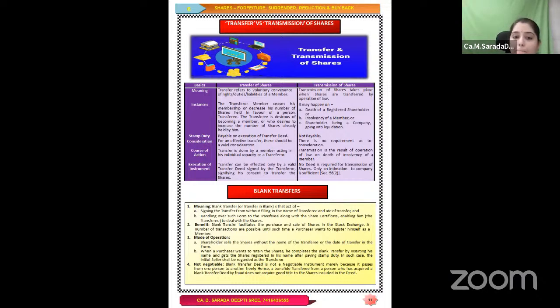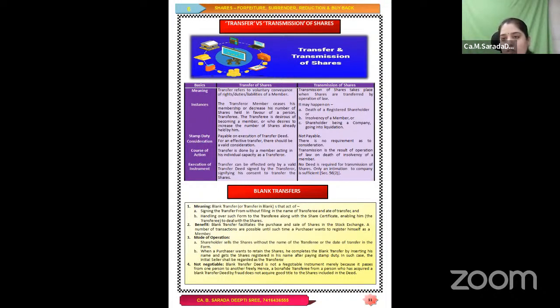Now let's come to the blank transfer. What is this blank transfer, madam? This is important for small questions of 1 mark or 2 marks. In blank transfer, shares are transferred from one person to another without any registration, without payment of stamp duty, or without intimating the company.